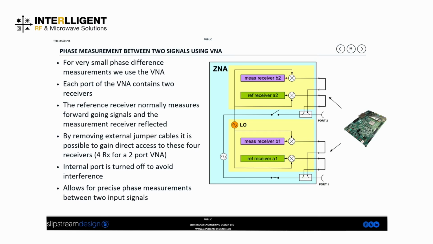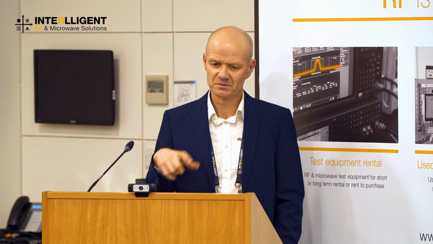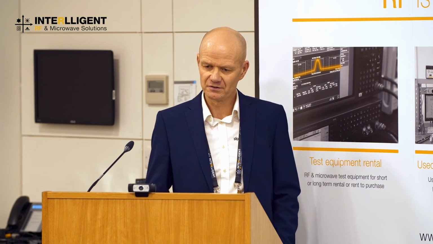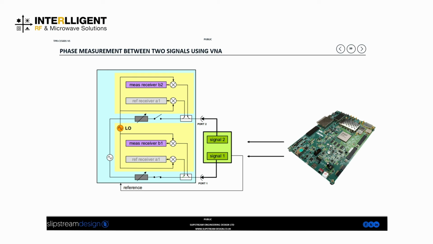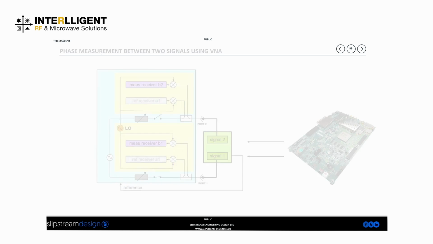Just a couple of slides. For very small phase differences, we would use a VNA for the measurement. So we would directly use the receivers on the ZMB40 that we've got. We remove the external jumpers and go straight in and do that. It allows for much more precise phase measurements between the two input signals, because although we've got high-speed scopes, we need extremely high-speed scopes to see some of these small time delay differences that we're talking about. That's just a little bit on how we do some of the measurements.